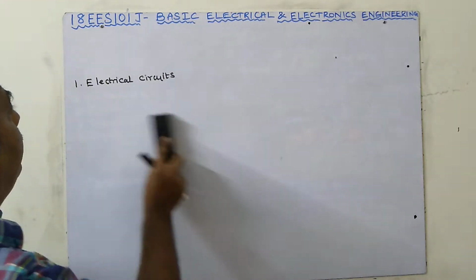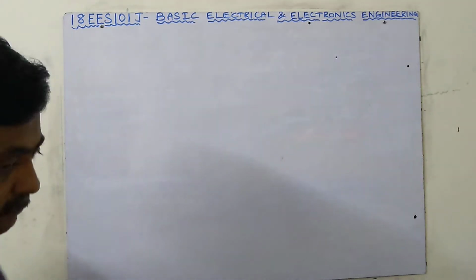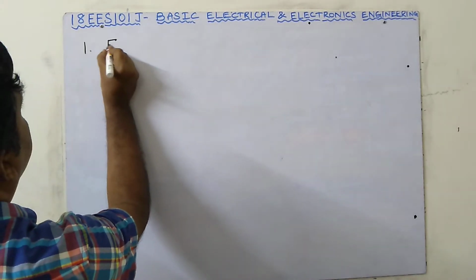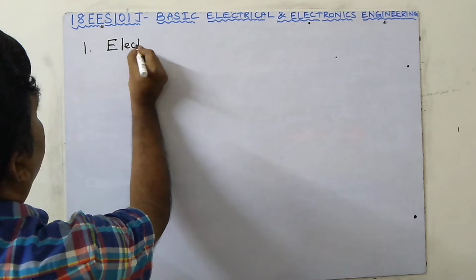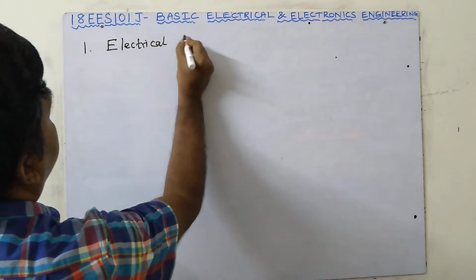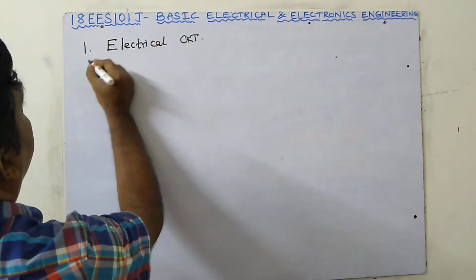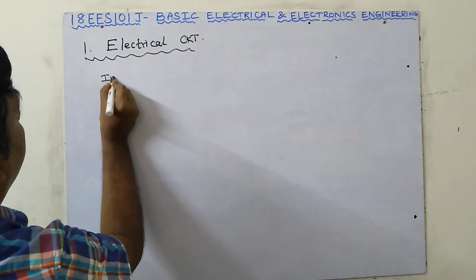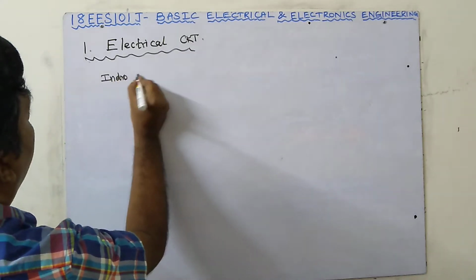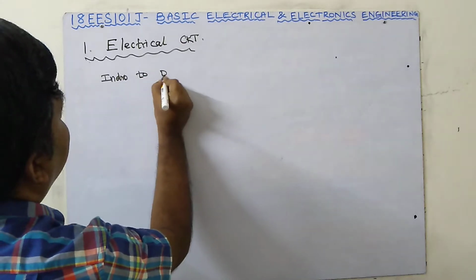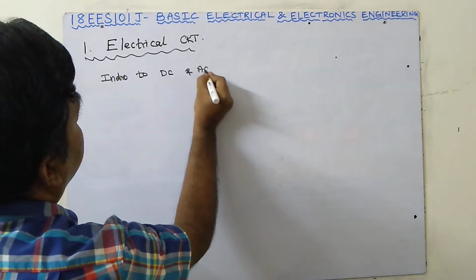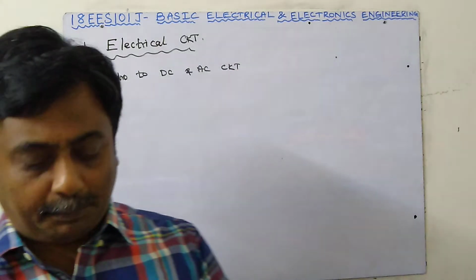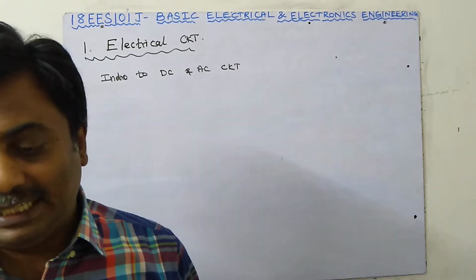First unit is electrical circuits. The first topic is an introduction to DC and AC circuits. In electrical there are 2 types of electric supply: one is DC supply, the other is AC supply.